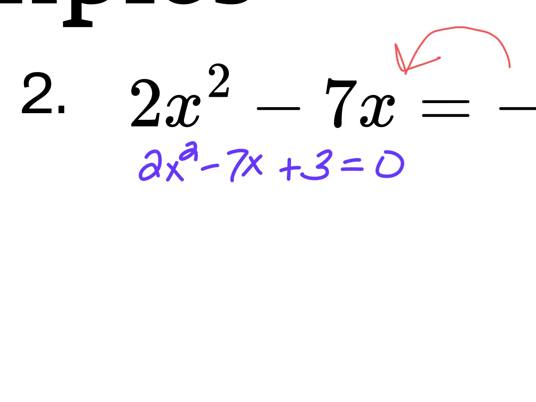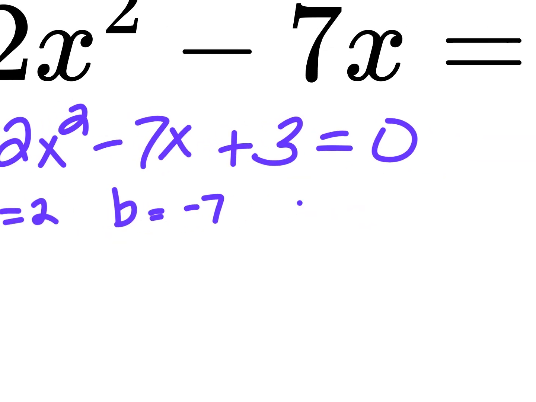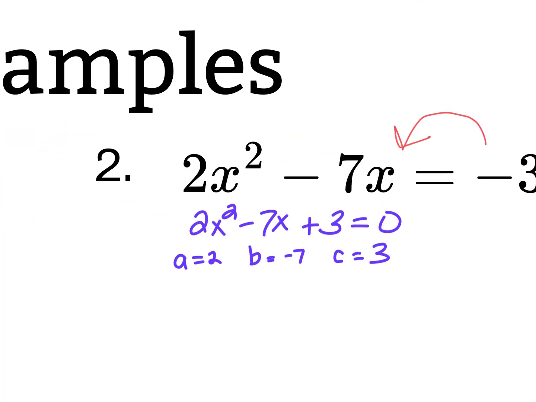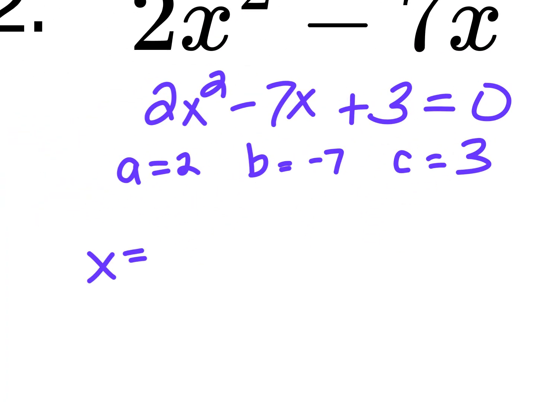So now we're in standard form: x squared, x, constant, set equal to 0. So can we now say what our a, b, and c terms are? Yes, a is perfect. A is 2. B is negative 7. And c is, what is it? 3. Okay. So let's go ahead and throw this into the formula.